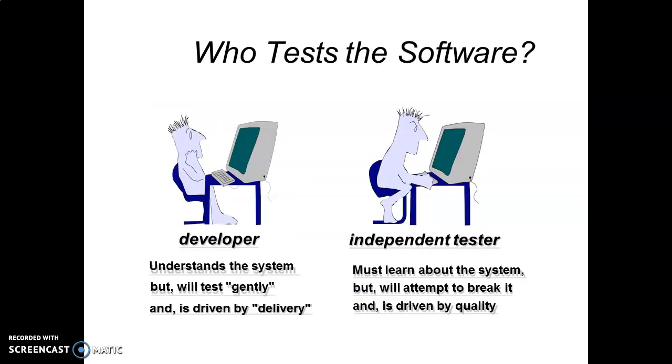The question is, who tests the software? There are two different entities who test the software. When it is developed, the developer does testing. So one is the developer. The developer understands the system because they have built the system. But they will test gently. They will not impose some crash on it. They will not try to break down the system. Whatever they implemented, they test only that part.